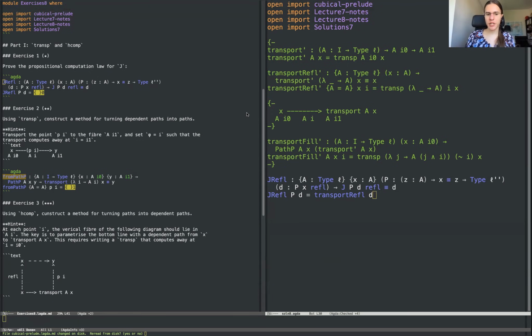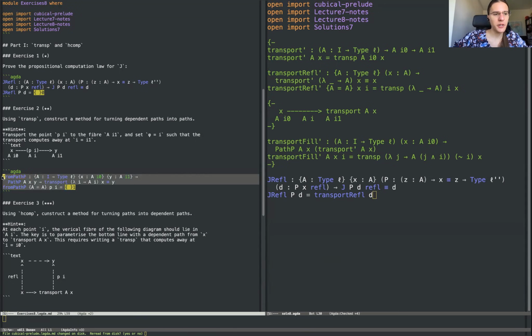Was the explanation for J satisfactory, or did you want me to go over the implementation of J as well? Which I don't think I want to do time-wise because I want to get through some exercises. Okay. I've gotten an okay to move on.